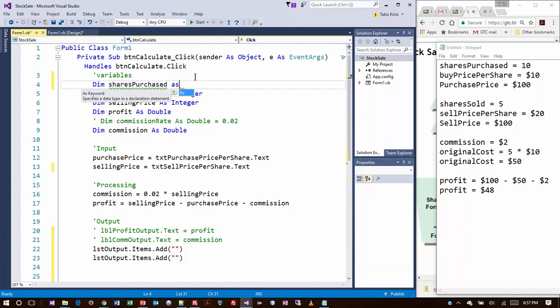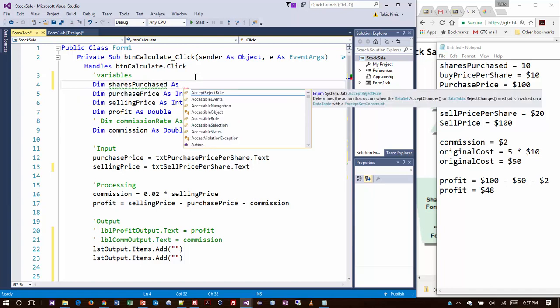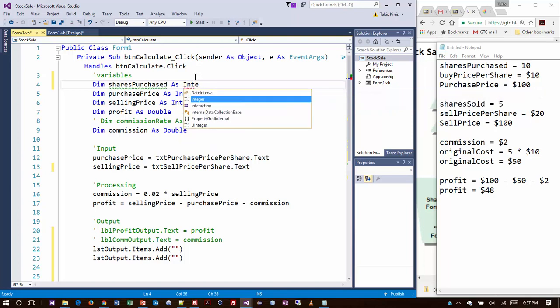Now, it is true, if you guys are into stock trading, you can actually buy portions of a share in the stock market, like I can buy a half share. A lot of people aren't aware of that, but you can. But for the sake of keeping the program simple, I'm going to keep that as an integer, a counting number. So we're only going to be able to buy a whole share in our program. So I'm going to put in the data type of integer.